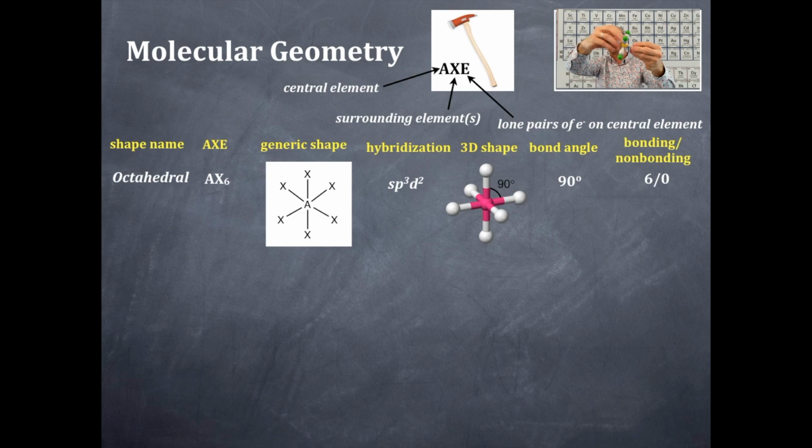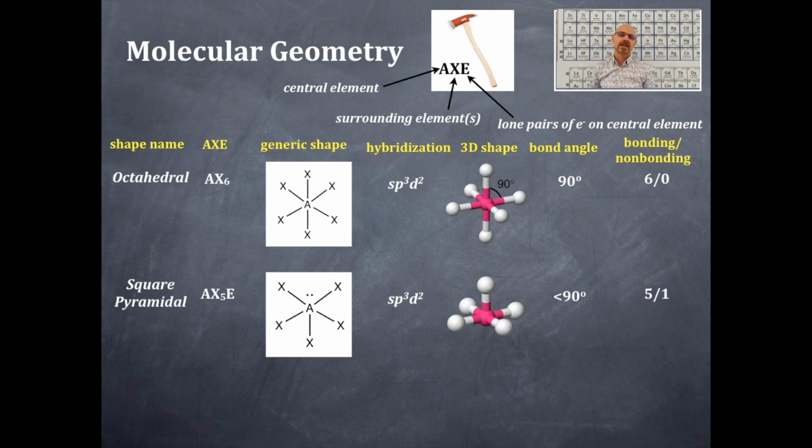Now what I'm going to do is take off a pair of the bonding pair. I'm going to put a lone pair on that central region. I'm going to get my next shape. Here's my next shape. My next shape is square pyramidal. It's AX5E. You should see that basic Lewis dot structure. It is also sp3d2 hybridized. There's the ball and stick model. It's less than 90 degrees, and it's a 5 and 1 for the bonding, non-bonding. I'm going to show you that one here.